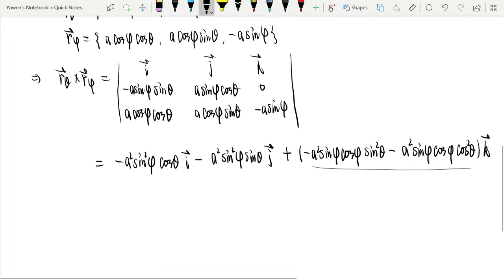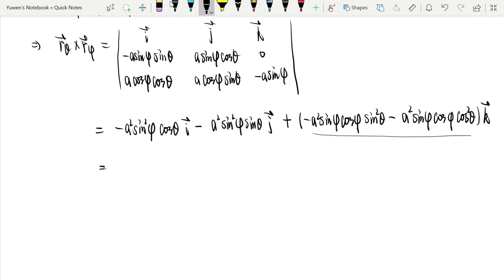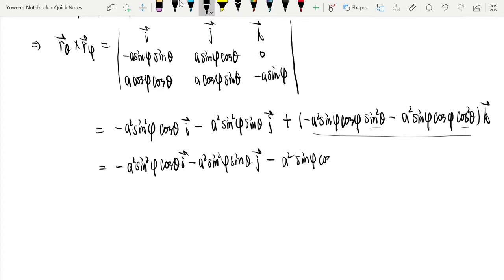Simplify the terms in the brackets: negative a squared sine squared phi cosine theta as i, minus a squared sine squared phi sine theta as j, minus a squared times (sine squared theta plus cosine squared theta), that is, sine phi cosine phi, as k.